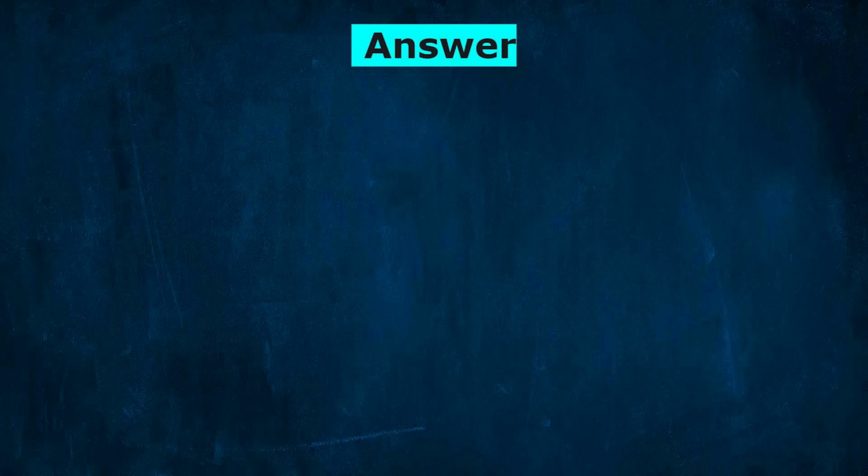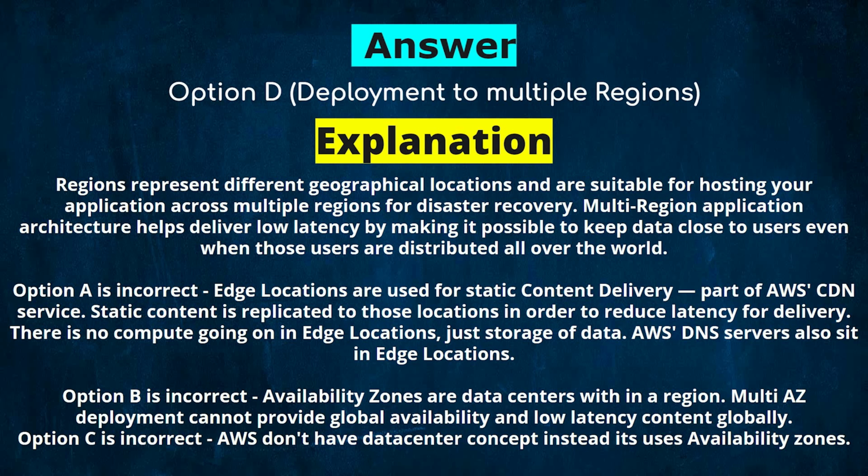Deployment to multiple regions. Explanation. Regions represent different geographical locations and are suitable for hosting your application across multiple regions for disaster recovery. Multi-region application architecture helps deliver low latency by making it possible to keep data close to users, even when those users are distributed all over the world.